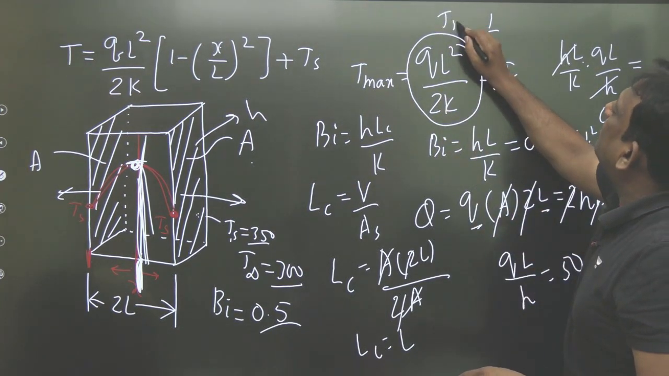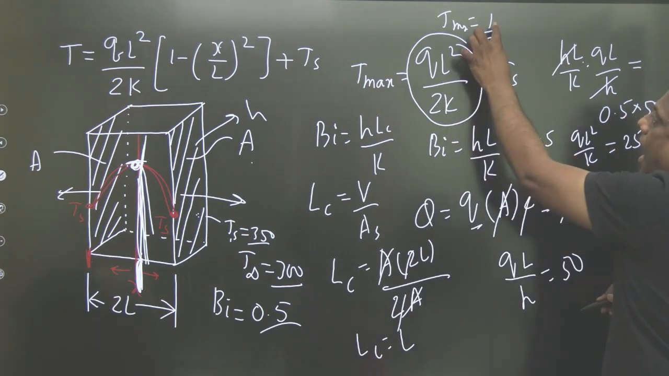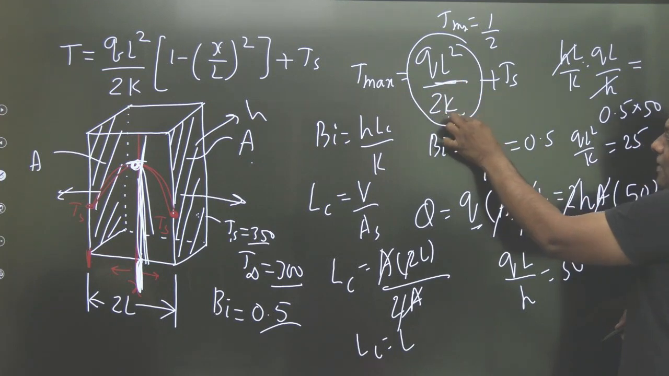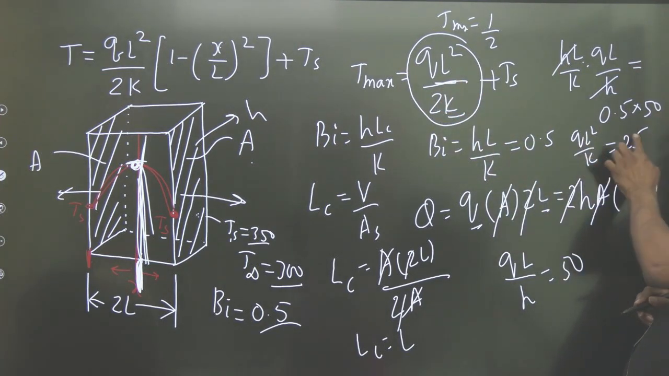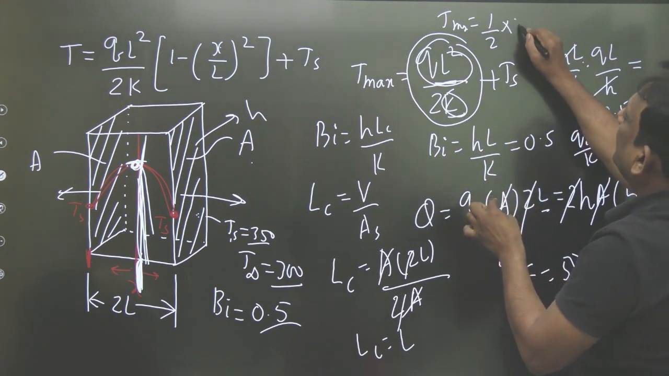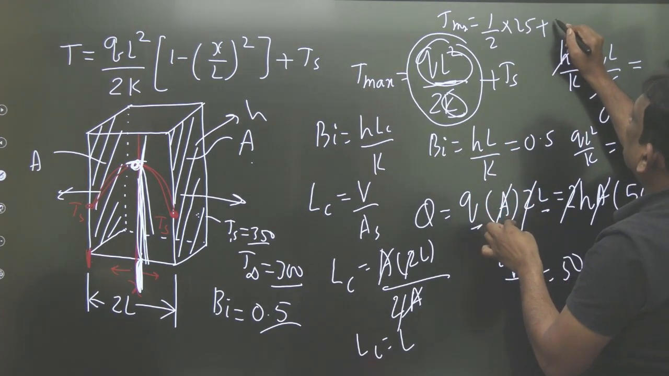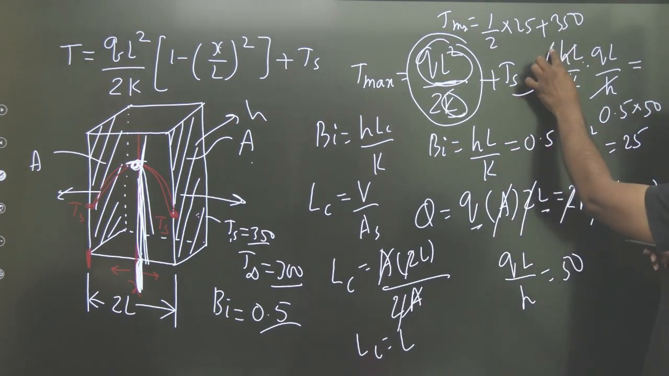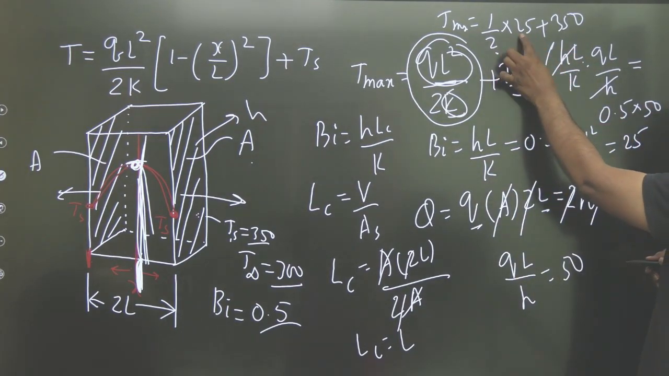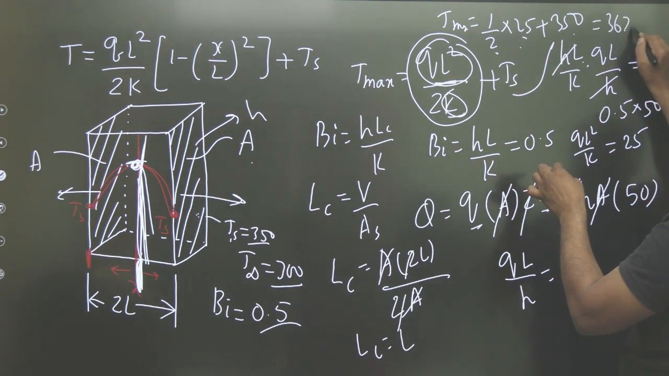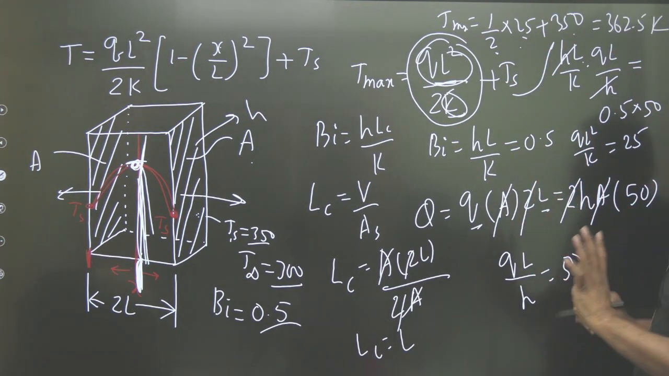So the maximum temperature is half of qL square by k. What is qL square by k? It is 25, plus Ts. The surface temperature is given as 350. So therefore, 25 by 2 is 12.5. 350 plus 12.5 is 362.5 Kelvin. This is a wonderful question.